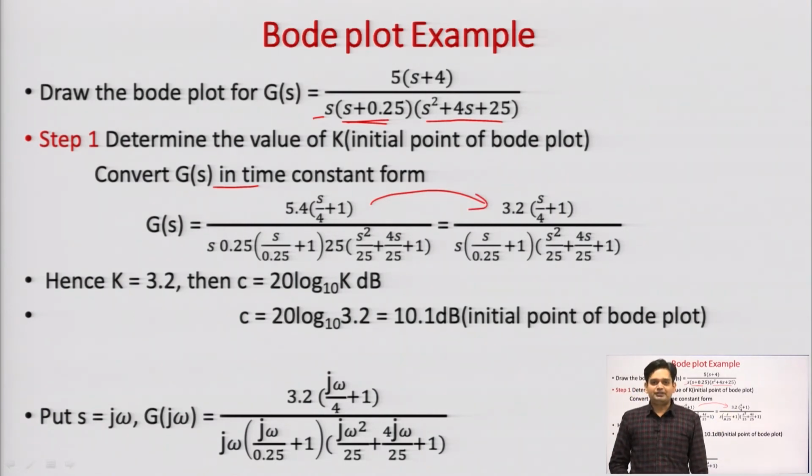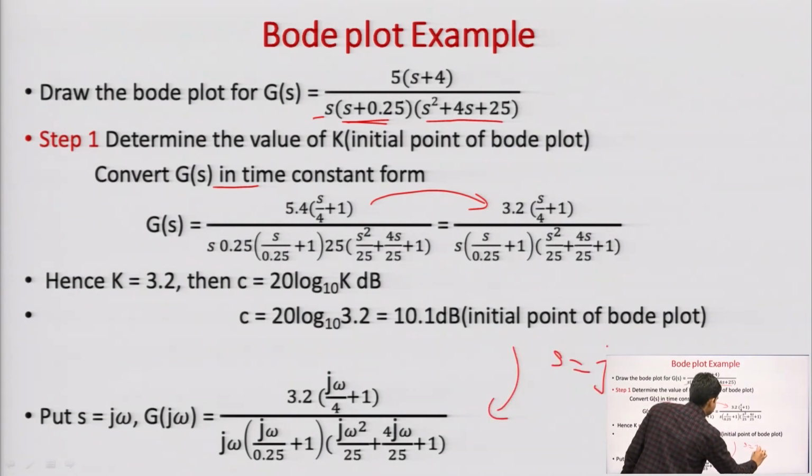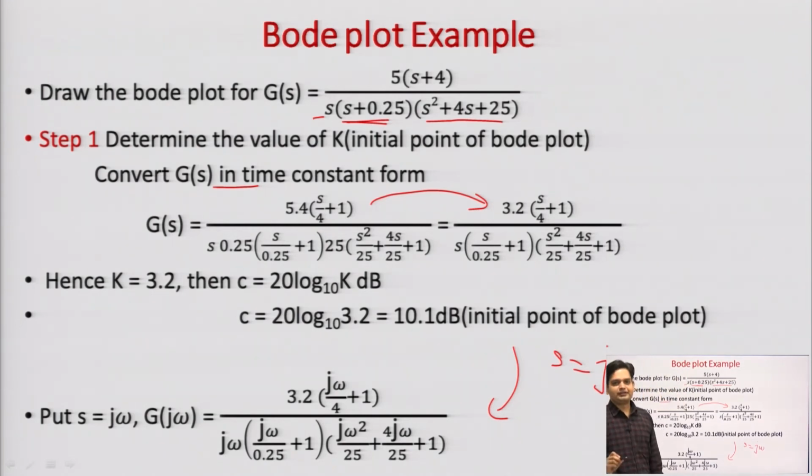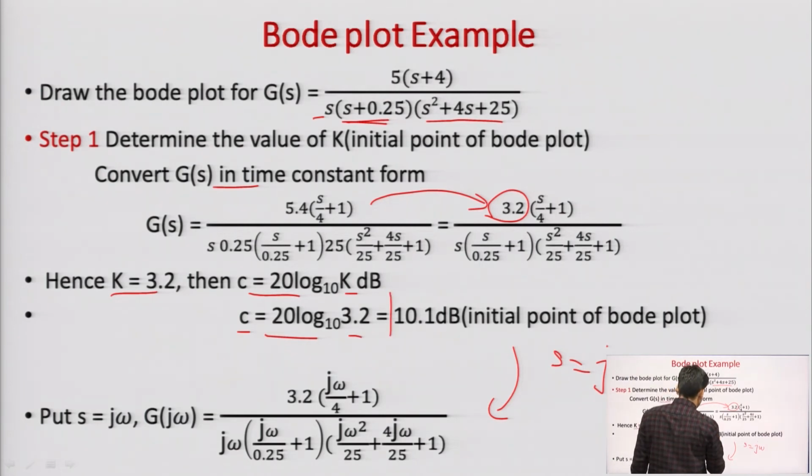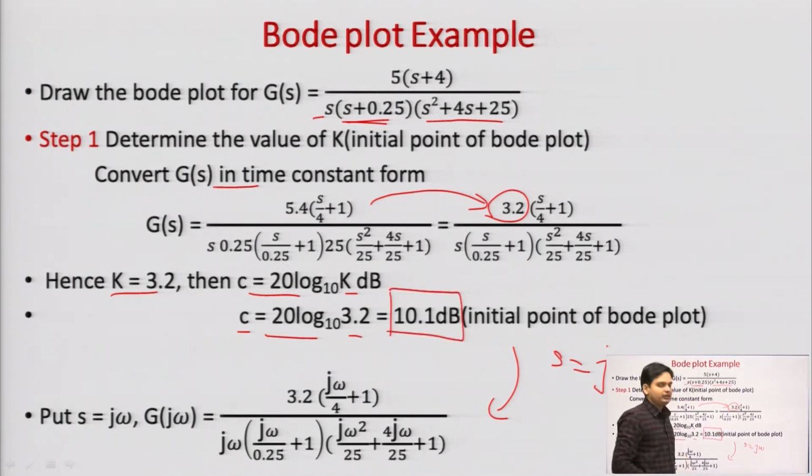Now, I need to replace s by j omega. After putting s equal to j omega, I will obtain the sinusoidal transfer function. Step 1, I need to start with my initial point K. Here K is coming 3.2. So, the C value is 20 log 10 K in dB, C equal to 20 log of 3.2. This is coming 10.1 dB. This is my initial point in the Bode plot.